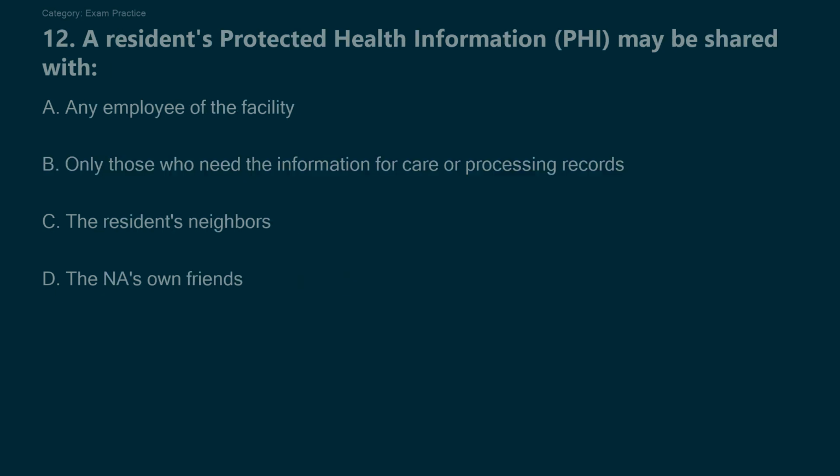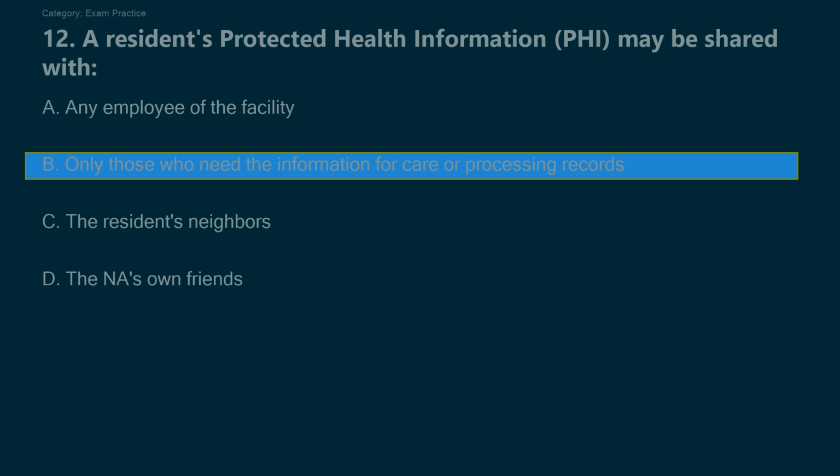Question 12. A resident's protected health information (PHI) may be shared with: Option A. Any employee of the facility. Option B. Only those who need the information for care or processing records. Option C. The resident's neighbors. Option D. The NA's own friends. The correct answer is option B. Only those who need the information for care or processing records.